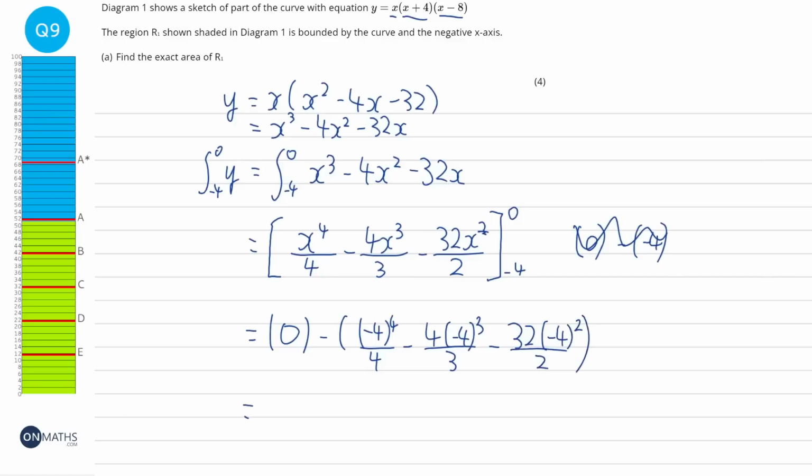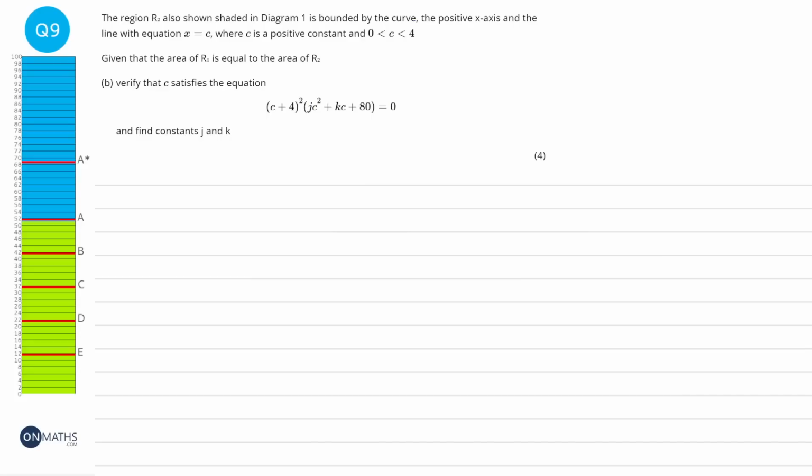Okay, so when you type that into the calculator, make sure that you subtract the answer to the bit in the brackets, because you're subtracting the whole thing away from 0, or you can just work out this bit and then just negate it. You'll get 320 over 3, and that's our answer.